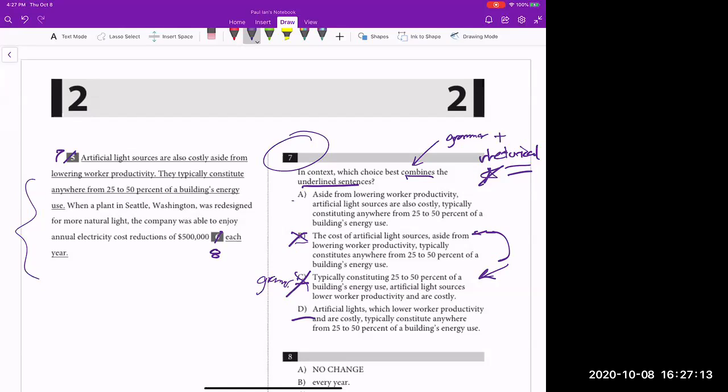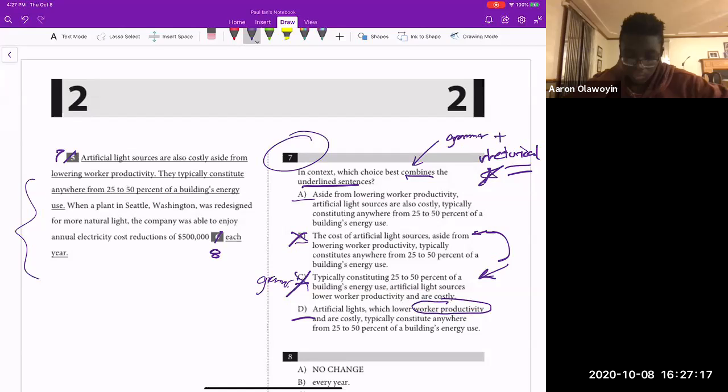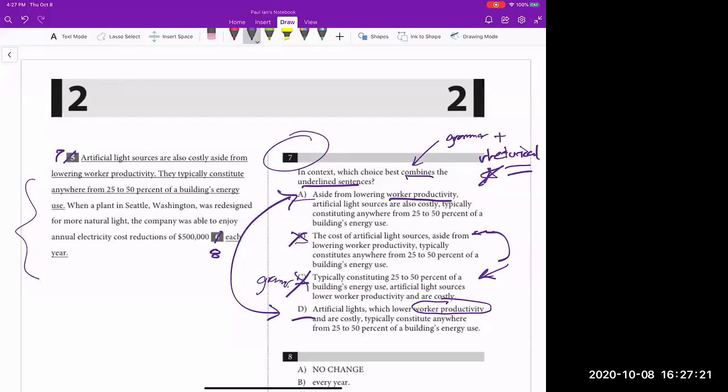Now this one, "artificial lights, which lower...", talks about worker productivity, right? So it's probably one of these two. This one also talks about worker productivity. So let's check the grammar. "Artificial lights, which lower worker productivity, are costly. Typically constitute anywhere from 25 to 50% of building's energy use."